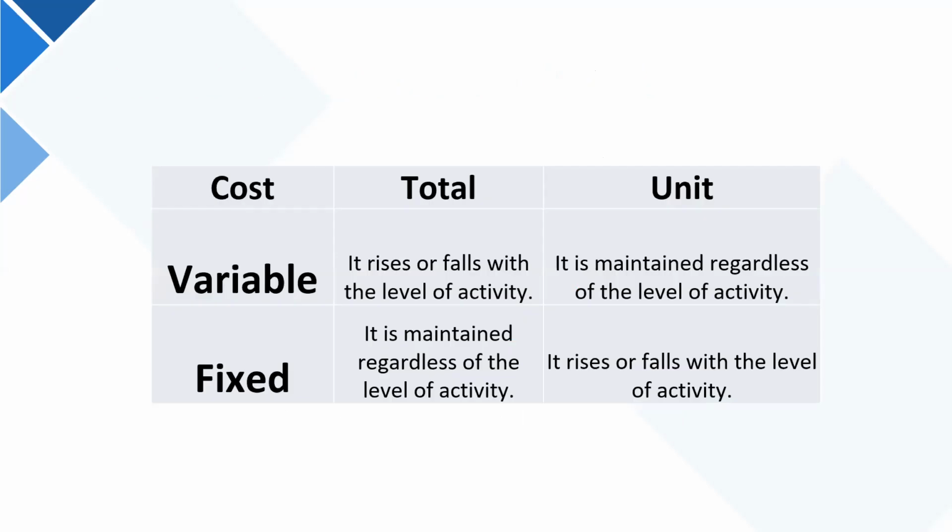Okay, so just to recap then, the variable cost in total analysis will rise or fall with the level of activity. On fixed analysis, it will always be the same, regardless of the level of activity. When you are looking at unit costs on the variable part, it will always remain the same, regardless of the level of activity. And on the fixed analysis, the unit part will always move, rise or fall with the activity.